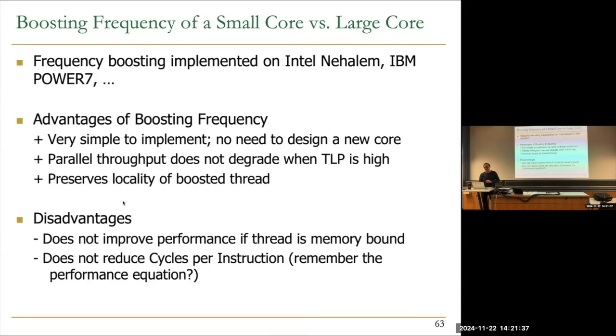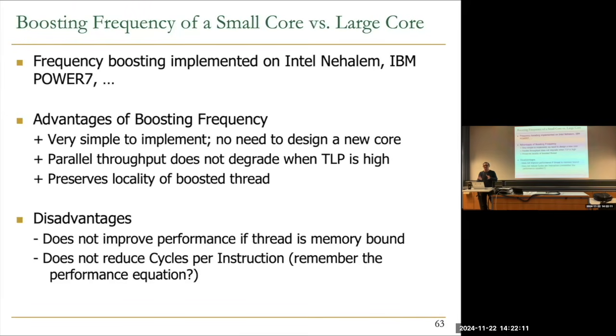And also, another thing is it doesn't reduce cycles per instruction. This is another way of saying that you didn't design a different core, right? Basically, both of these point to the fact that frequency is only part of the performance equation, right? If you remember the performance equation, you can improve the performance of a single thread by changing the number of instructions times the cycles spent on each instruction times the time spent on each clock cycle, right? That's the performance equation that we have.